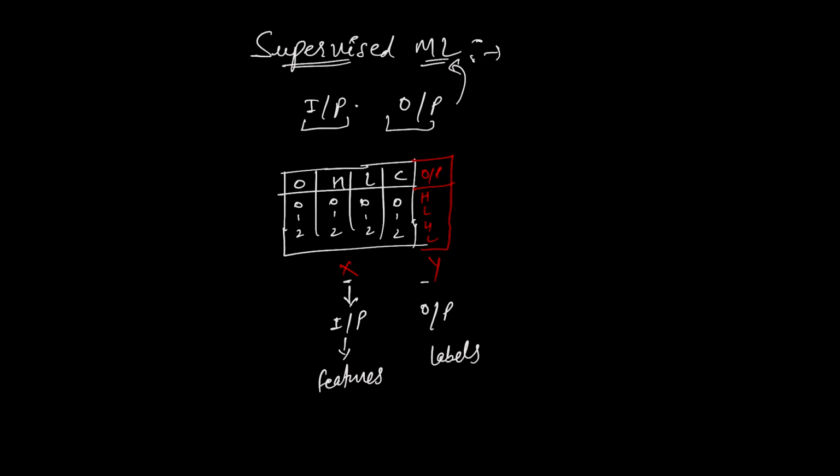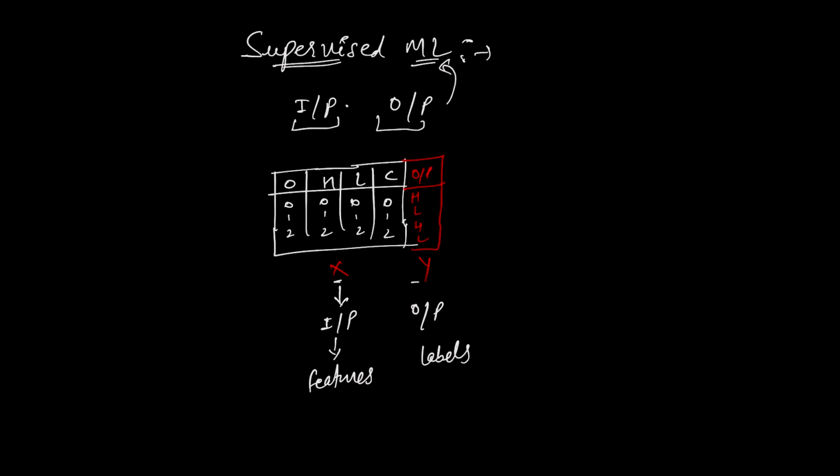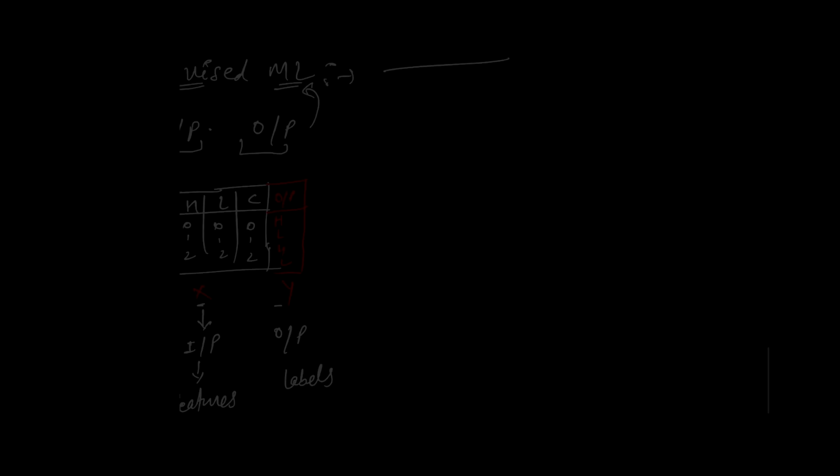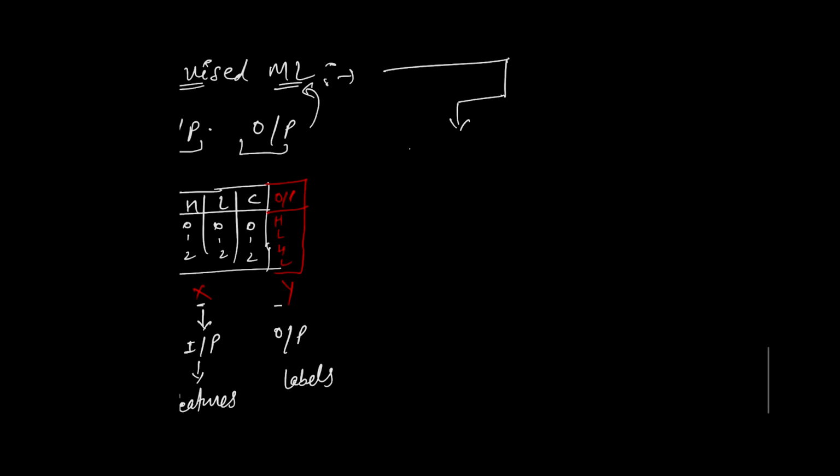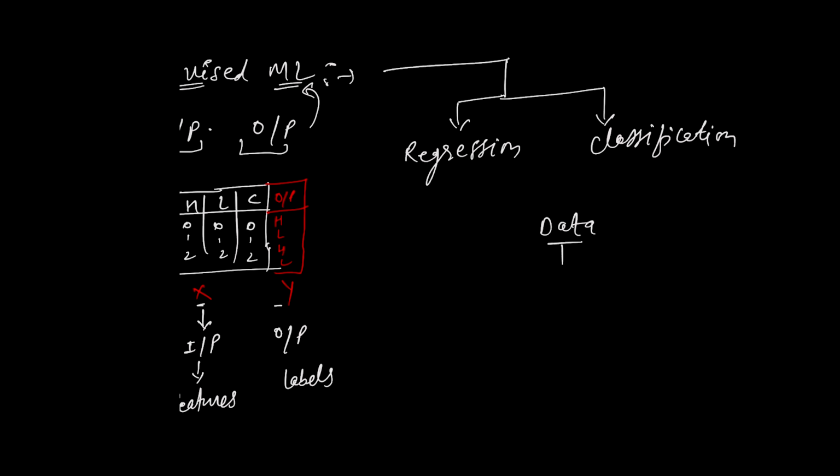It's not that difficult. Now, when we talk about the types of supervised machine learning, we have two types: one is regression and another is classification. To understand regression and classification, first we need to understand the types of data. Generally we have two types of data: one is numerical and another is categorical.